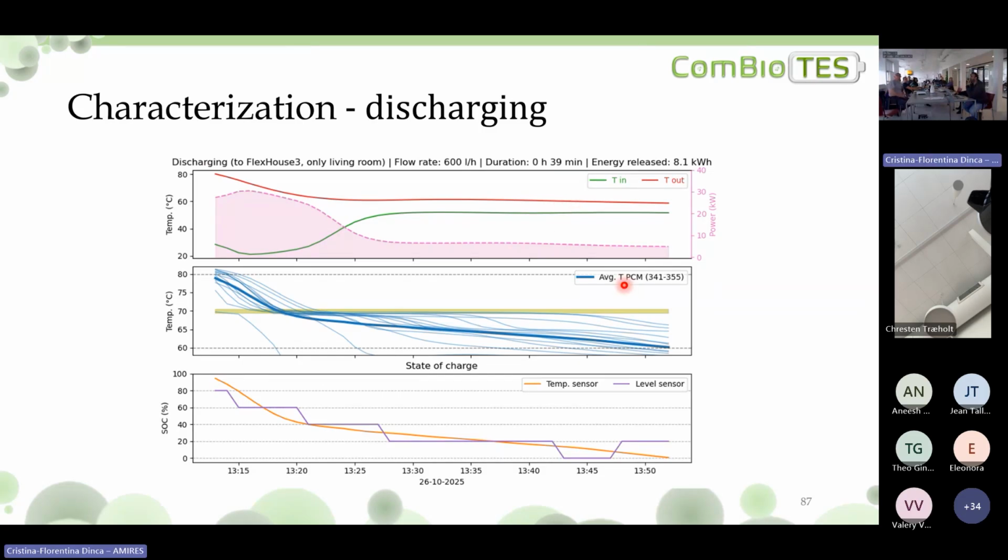because the nominal heat load of the building is around 9 to 10 kilowatts, whereas the storage capacity within this 60-degree and 80-degree temperature range is around 10-11 kilowatt hour. So in approximately 1 hour, we are able to fully discharge the storage. And here we see the temperature profile and the state of charge profile.